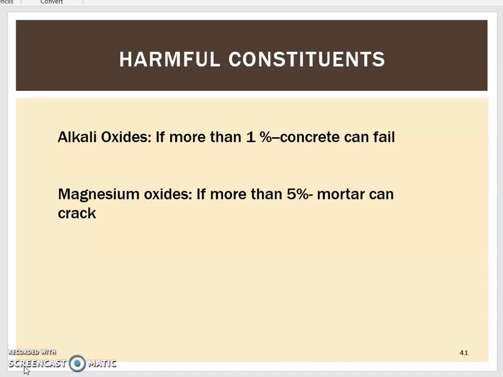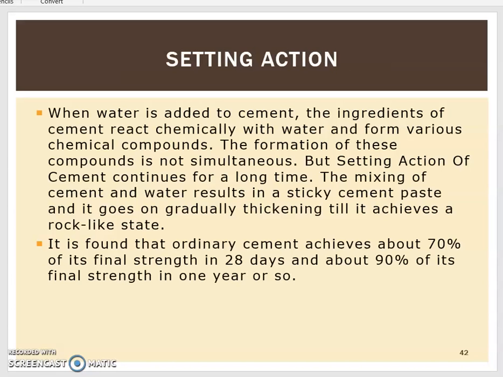If you have more than 1% of alkali oxide in the cement that you are using for concrete, then there are chances that your concrete will eventually fail. It can cause a lot of disintegration in the concrete. Similarly, if you have more than 5% of magnesium oxide in the mortar, that mortar can crack or expand while it starts setting. Now coming to what is the meaning of setting.